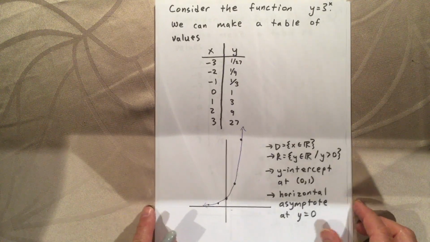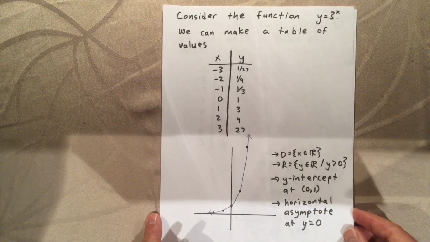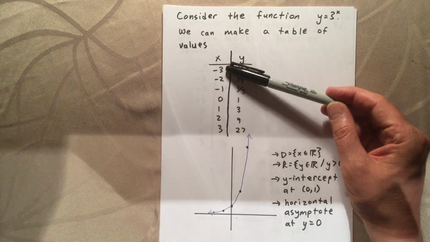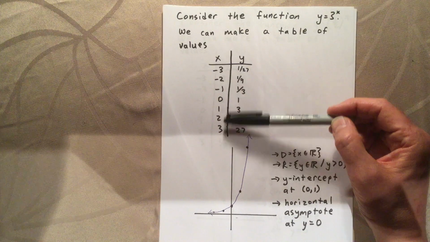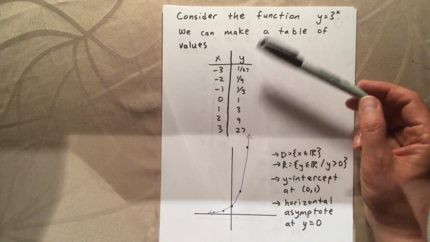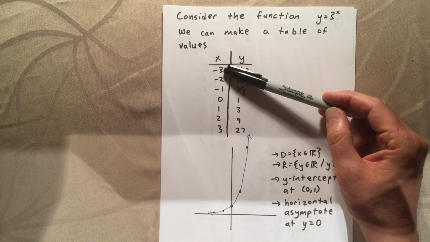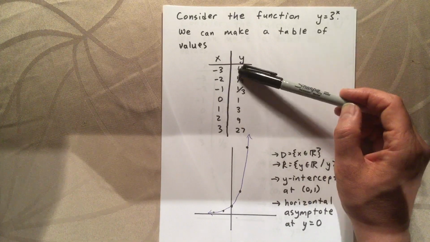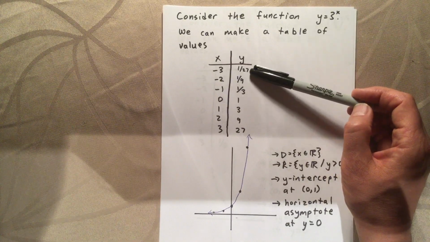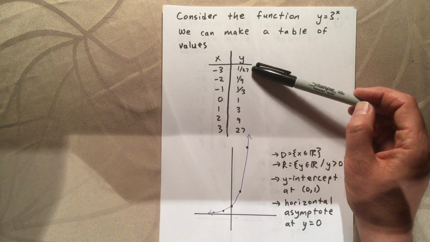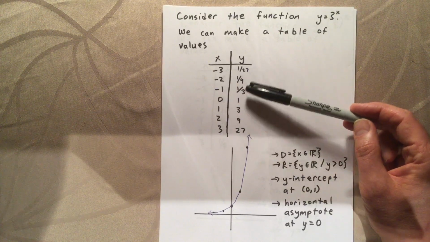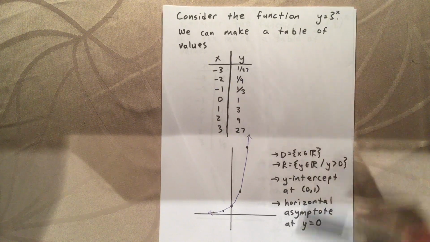Next, we consider the function y equals 3 to the x. We can make a table of values here. So letting x be negative 3, negative 2, negative 1, etc., all the way down to 3. If x is negative 3, then 3 to the negative 3 is the same as 1 over 3 to the positive 3. That's 1 over 3 times 1 over 3 times 1 over 3, which is 1 over 27. Similarly, 3 to the negative 2 is 1 over 9, etc., on down the list.